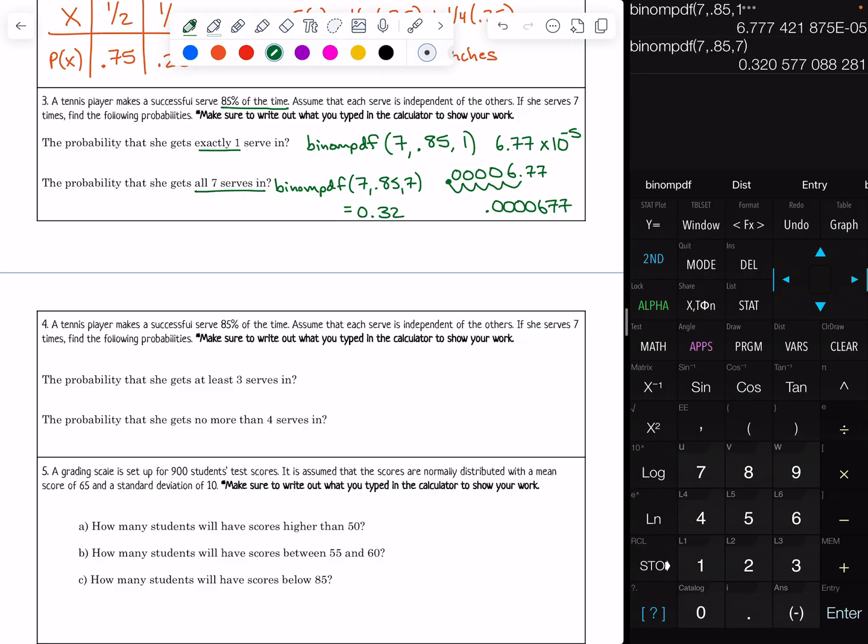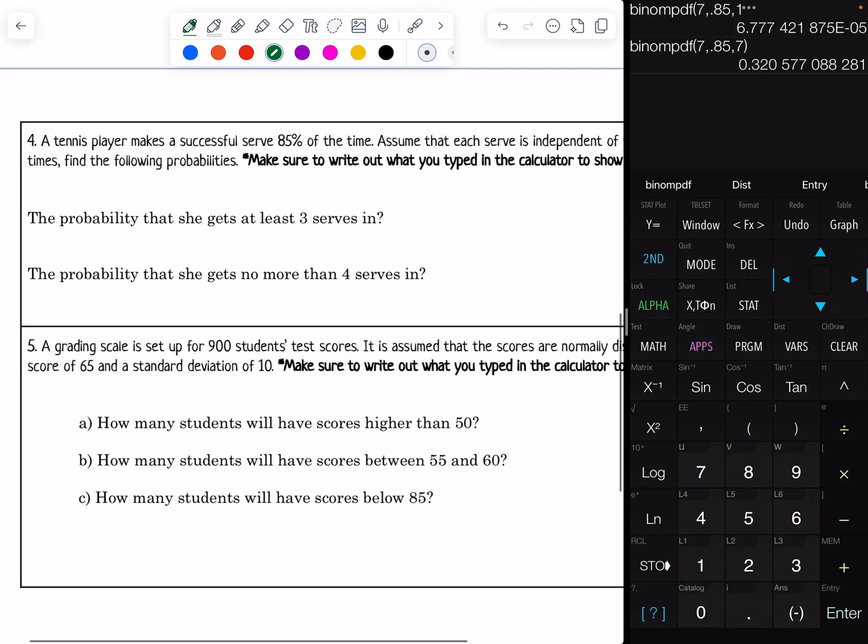And then number 4 says, a tennis player makes a successful serve 85% of the time. Assume that each serve is independent of the others. If she serves 7 times, find the following probability. So it's the same situation with the tennis player, but now we want the probability that she gets at least 3 serves in.